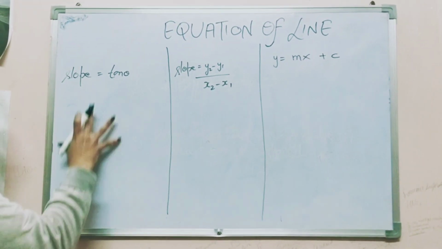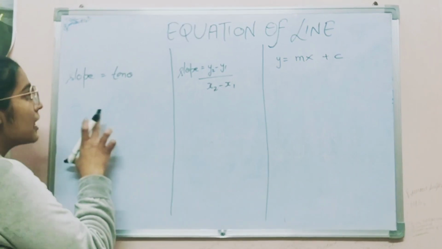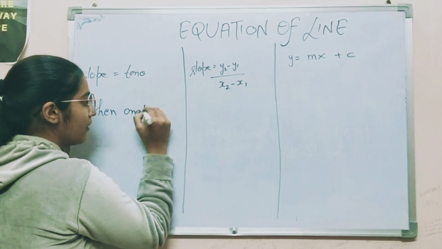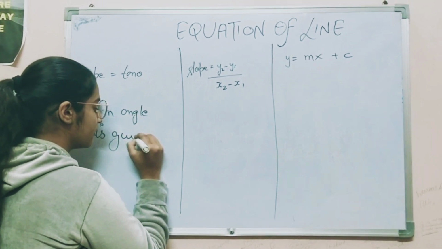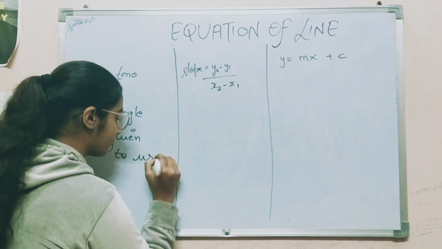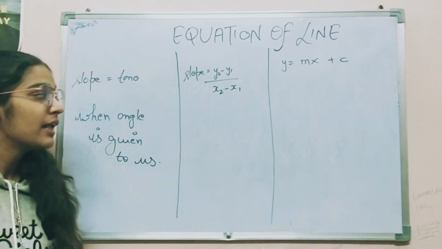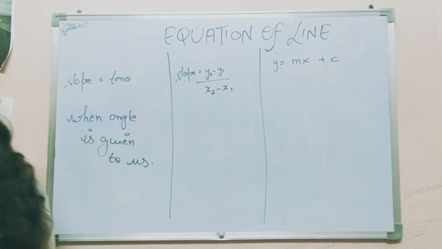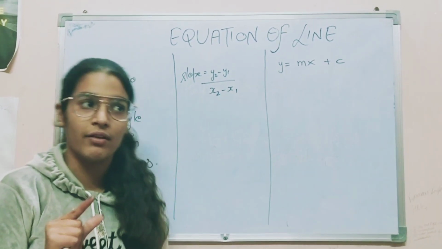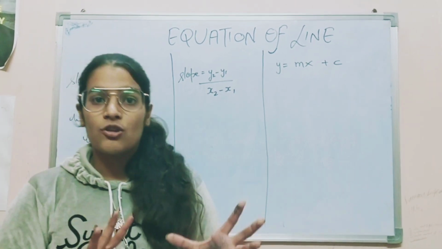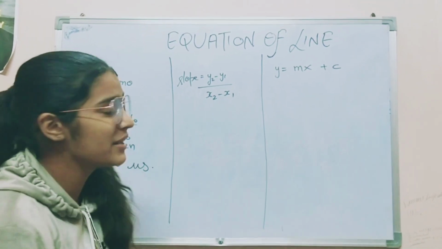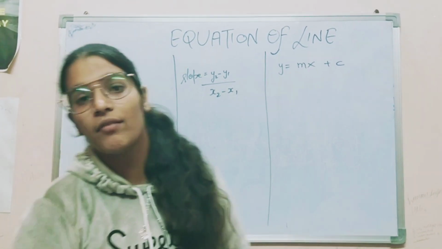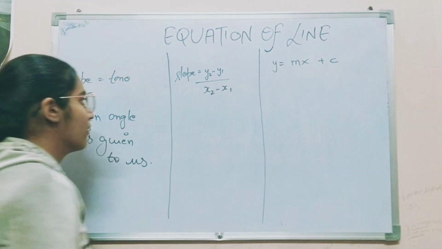Okay. So first is slope equals to tan theta. This formula is basically used when angle is given to us. So when angle is given to us, then we use this formula, that is slope equals to tan theta. Now what does the word angle mean? Angle means that in the question we are given that the inclination of a line is 45 degree. It means that the tan theta is 45 degree, and as we know the value of tan 45 degree, it's 1. So slope is basically 1 here.